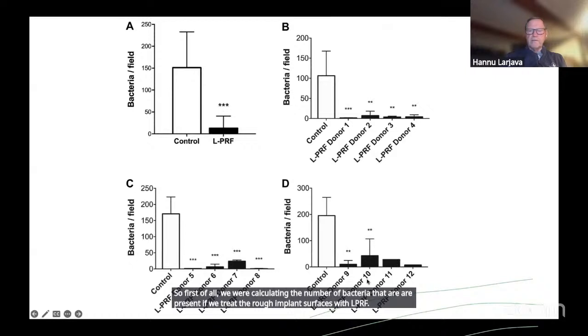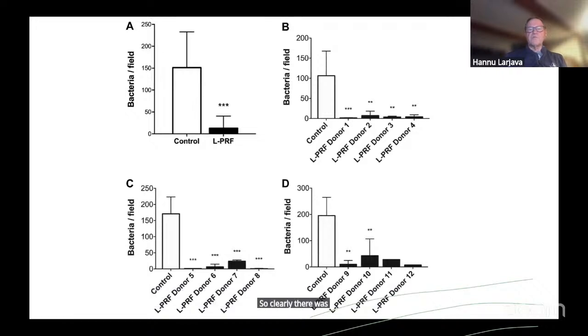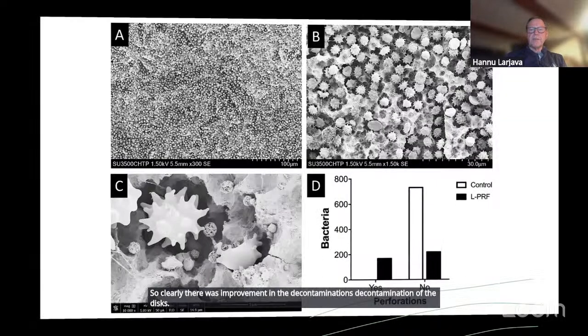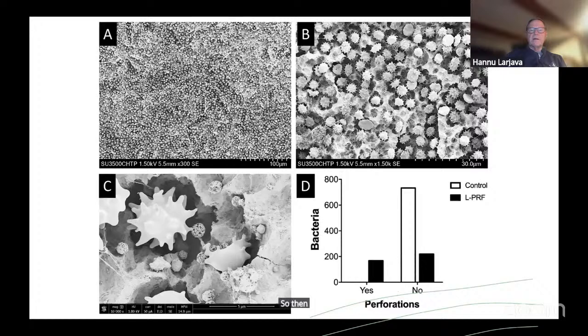And we had 12 different donors. And in all cases, they were not sterile, but the bacterial numbers relative to the control dramatically dropped. And in some cases, it was very difficult to find any bacteria on those discs. So clearly there was improvement in the decontamination of the discs.